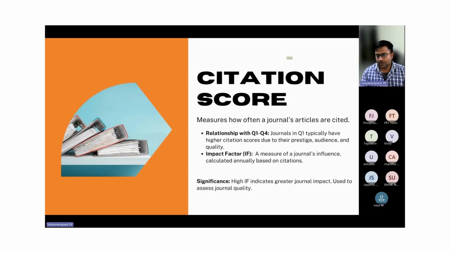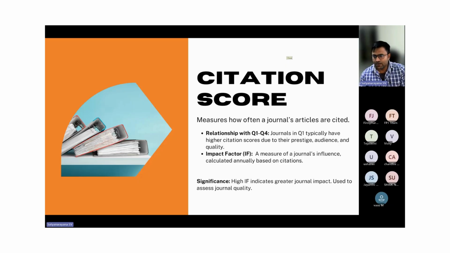Then coming to citation score, I told you how Q1 to Q4 names are given based upon the citations. If the factor of those journals is 1, that is 100% equal to 1, usually those journals will be in Q1.